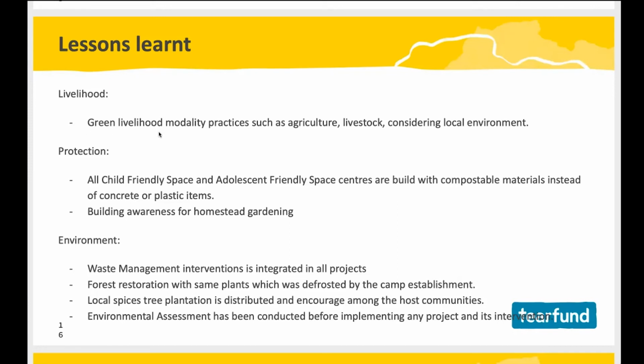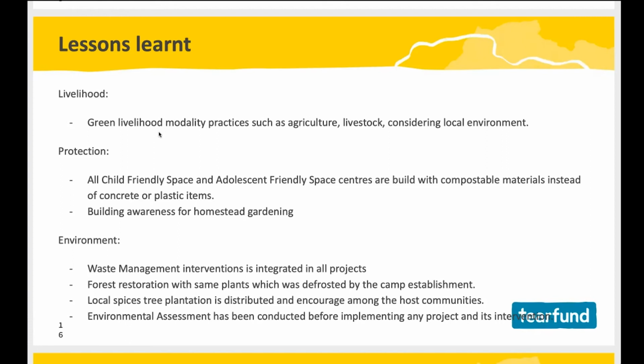Within protection, as I just said, in our child-friendly schools and adult-friendly schools, we are not using concrete. We are using compostable materials instead of any plastic or concrete. And we are running a lot of awareness sessions for homestead gardening. They don't have that much land, but within their little land at home, we are encouraging them to build some gardening that can create a little green.